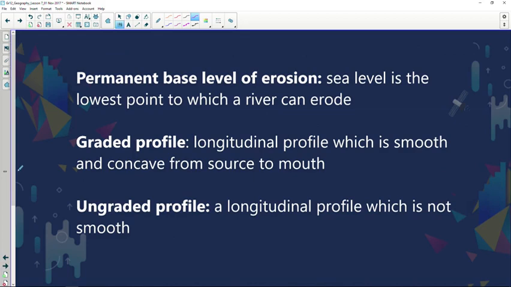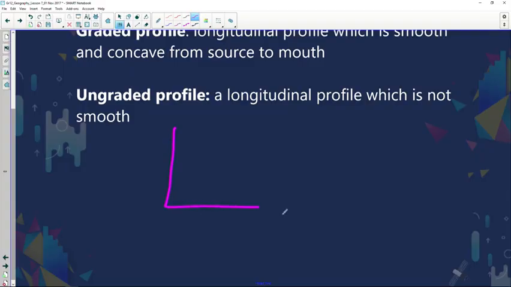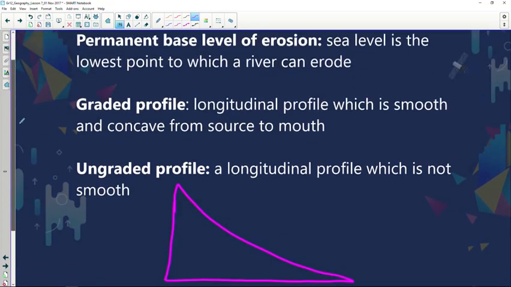Now, like I've mentioned to you before, when a river is flowing from its source to its mouth and it doesn't experience any rejuvenation, we say it's a graded profile. Now, a graded profile, like I've drawn to you before, is a beautiful concave slope, longitudinal profile. The permanent base level of erosion is sea level. It can't erode any further. And a graded profile is a very smooth concave river profile.